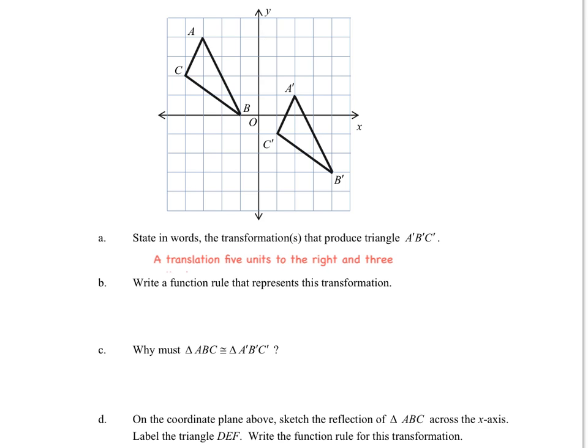Next, it asks for a function rule that represents this transformation. Well, we always start with (x, y), our original ordered pair, and it's going to correspond to something that we do to x. Well, we're moving 5 units to the right, so we're adding 5 to our x. And then what we're doing to our y is we're moving 3 units down. So we're going to have y minus 3. This is our function rule.